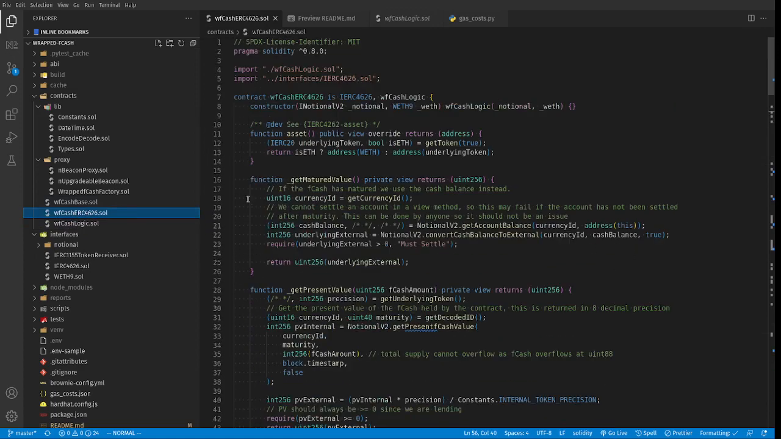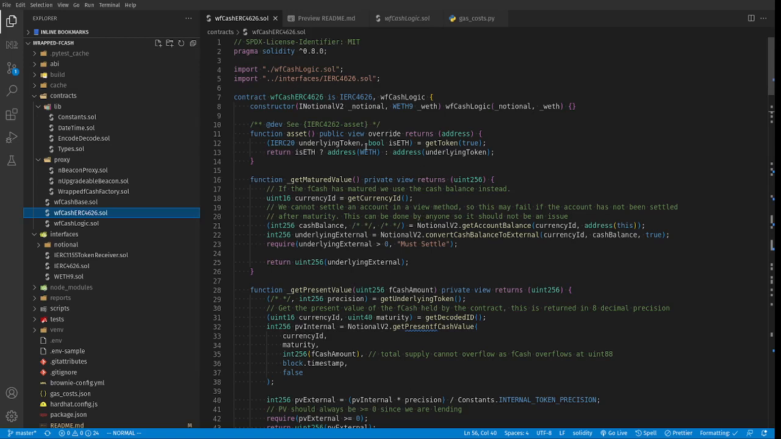Now we'll look at the ERC4626 implementation here. This is a newer standard that's come out for yield-bearing assets. This really just builds on top of what's inside the wrapped fCash logic contract. Most of what there is to talk about is in these few methods, but we'll go through it all.